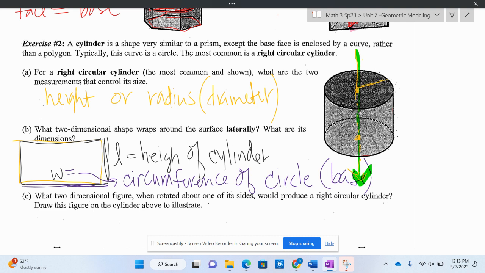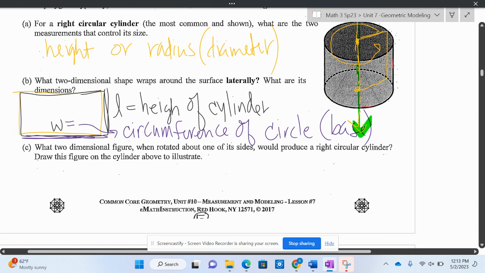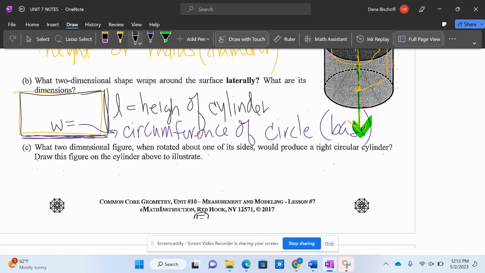What shape could I rotate about the y-axis? Yeah, that as I spin it makes a cylinder. It's a rectangle. Are any of you in computer aided drafting? Did any of you do Project Lead the Way? Probably Mr. Helm has you using some computer aided drafting, right? That's how that stuff is created.